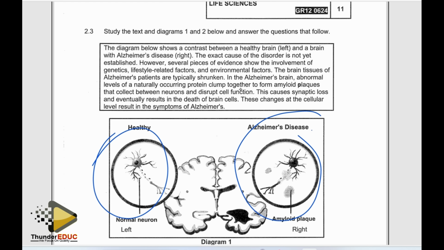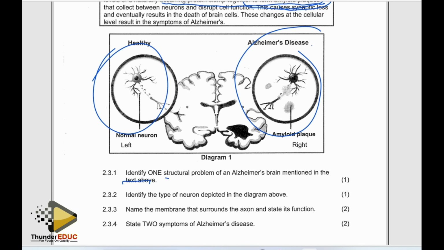They say that in the Alzheimer's brain, abnormal levels of naturally occurring protein clump together to form this. You see, this is what they are looking for. It forms this plaque. So that is the structure they're talking about. So that was supposed to be the answer.